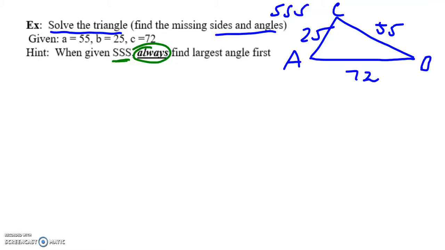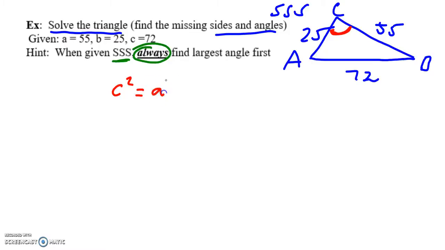So the largest angle in this case would have to be across from 72. So this is the angle I'm trying to find first, which means if I'm trying to find C, my equation has to start with C squared. So here would be my equation in this circumstance.